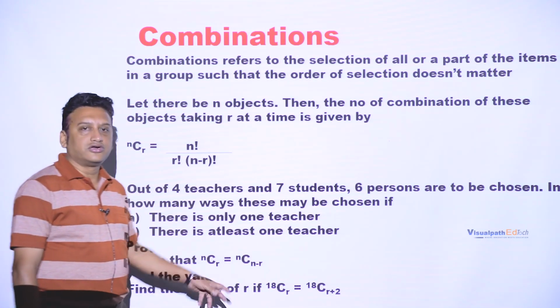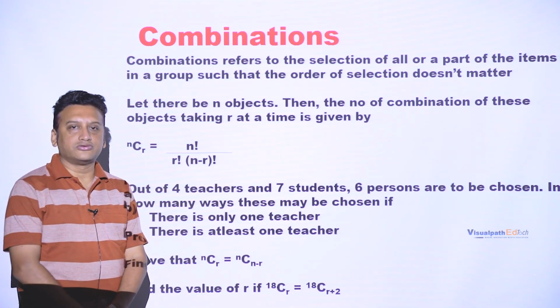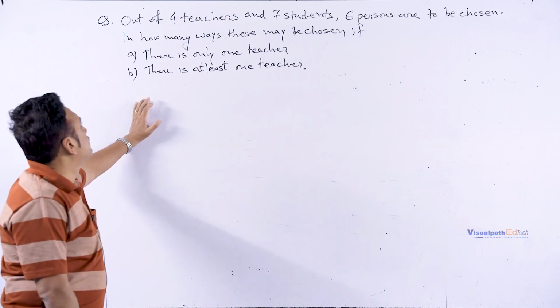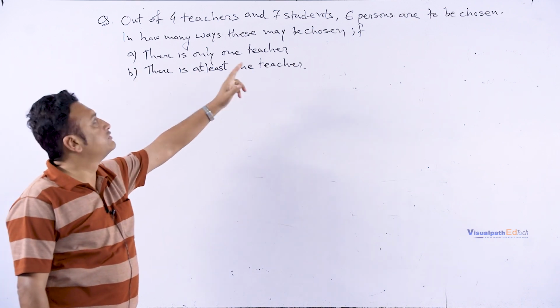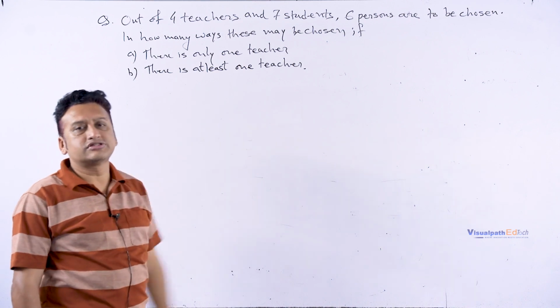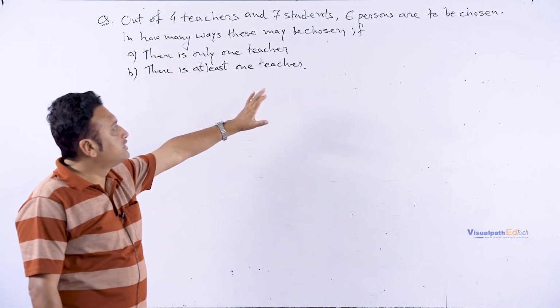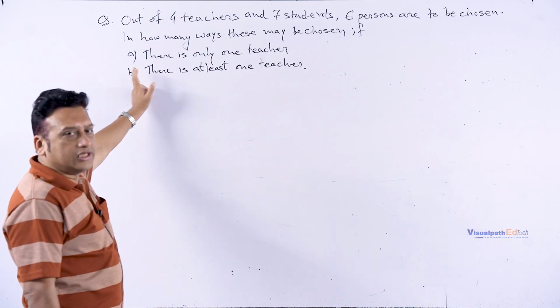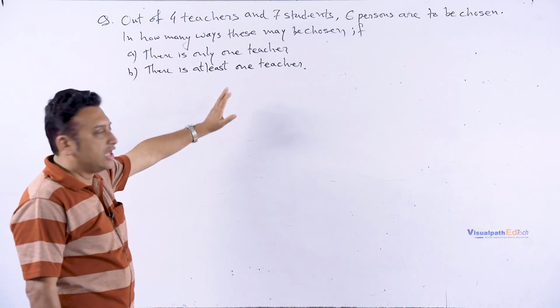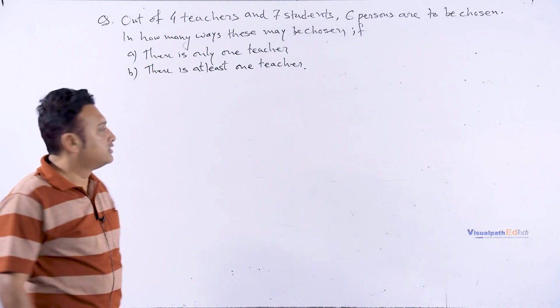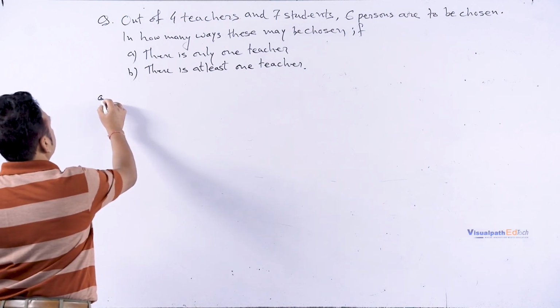So, let us move on to the solution page. I will show you how to solve. Here is the first question. Out of 4 teachers and 7 students, 6 persons are to be chosen. In how many ways may these be chosen if A, there is only one teacher, and B, there is at least one teacher. So, let us do A.